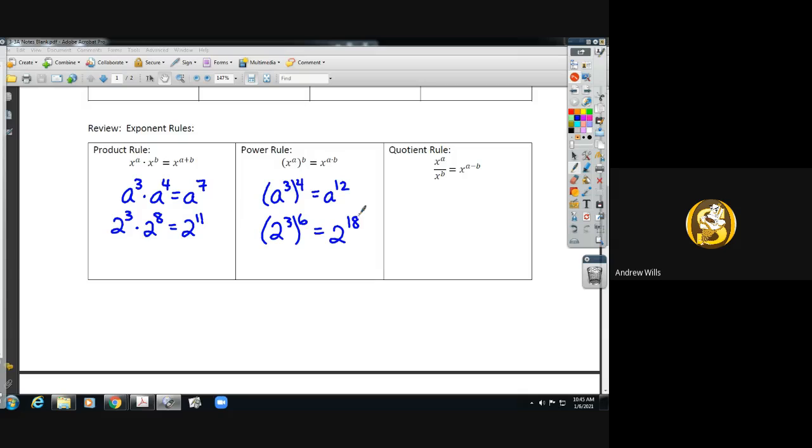And finally, the quotient rule says that if we have two expressions in a fraction that have the same base, we subtract the exponents. So 5 minus 3, which is a squared. Same thing would be true for numbers. 12 minus 4 would give us 3 to the 8th.